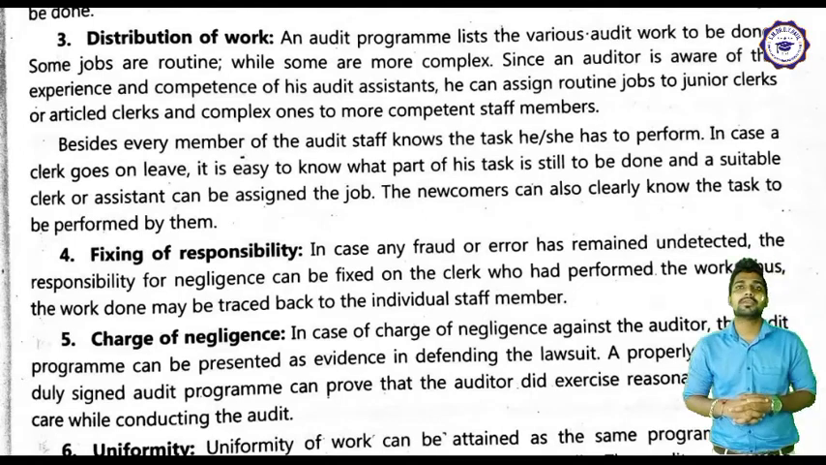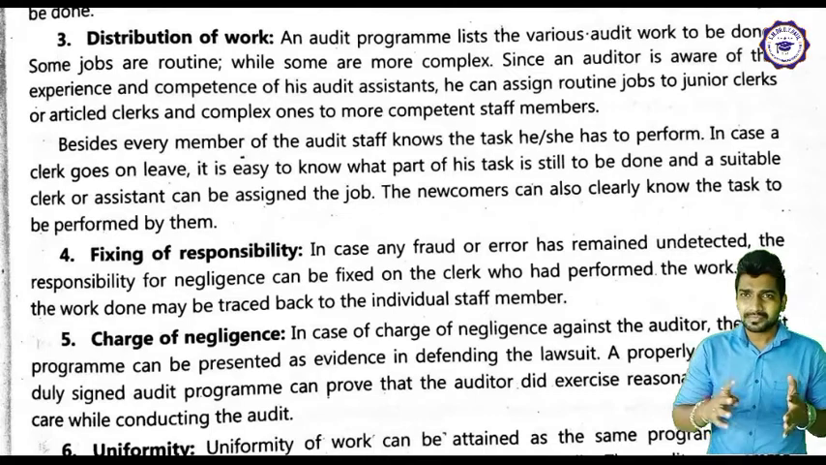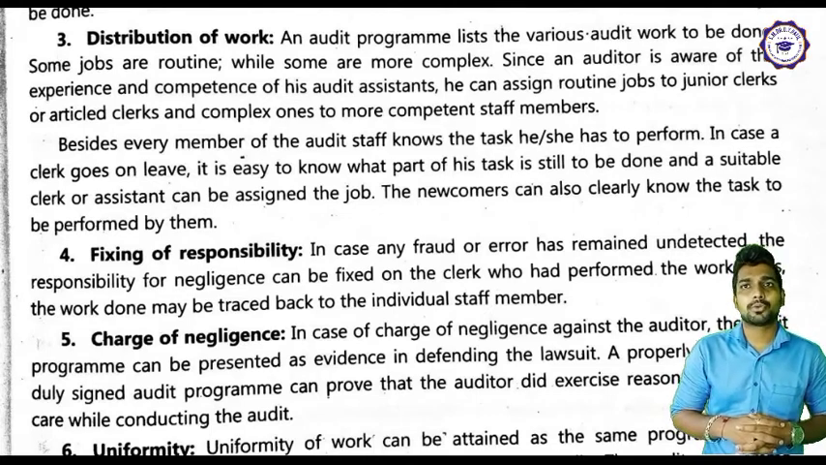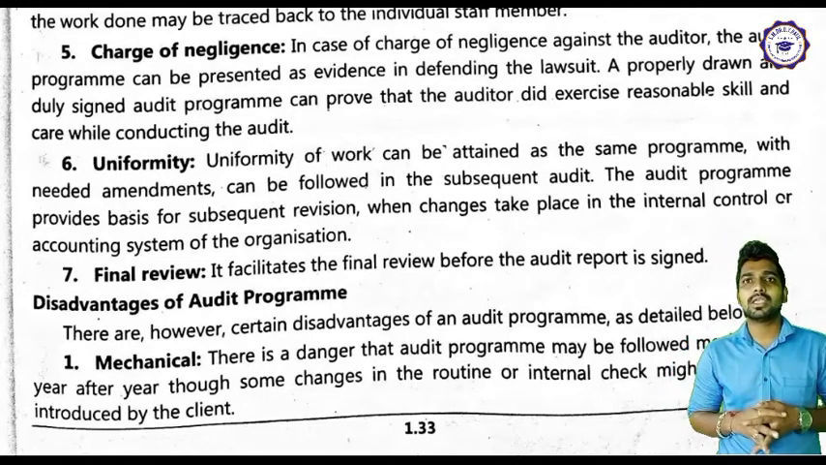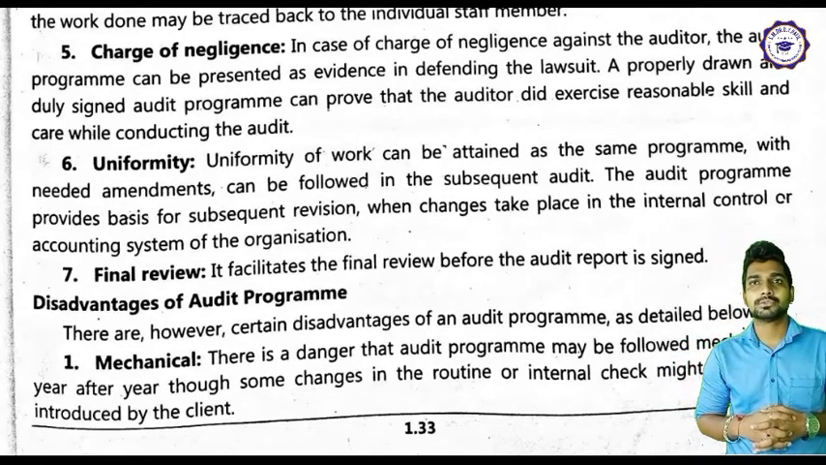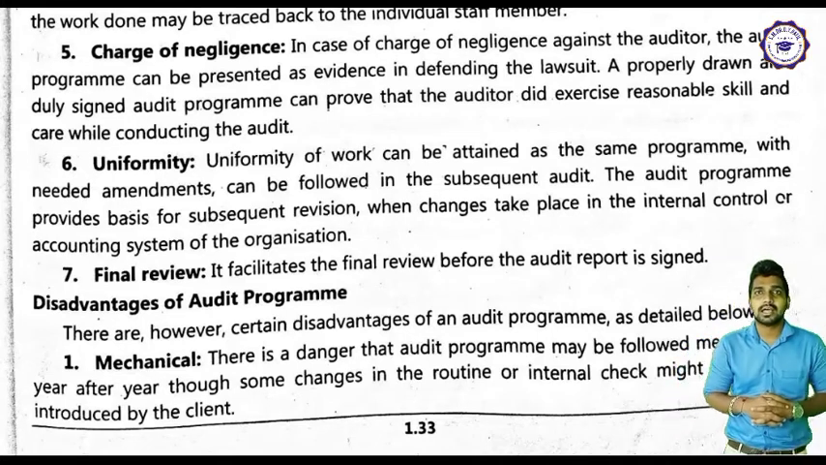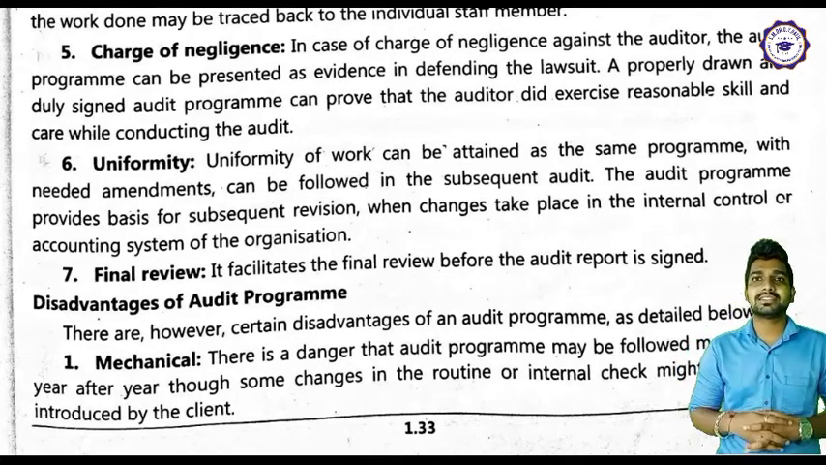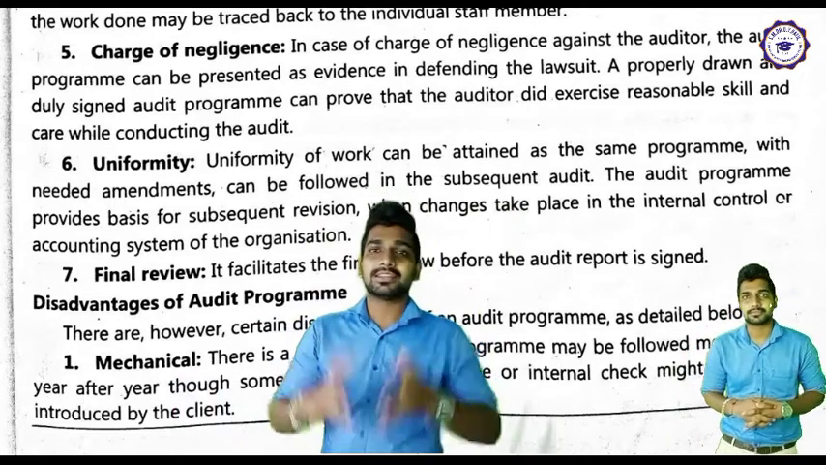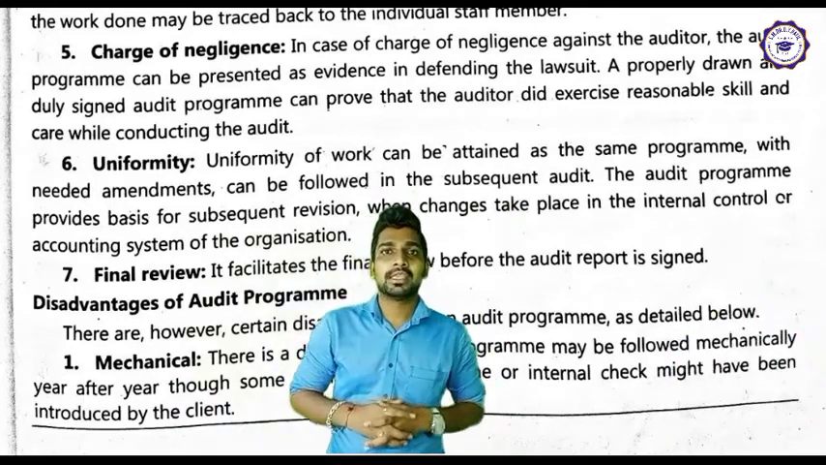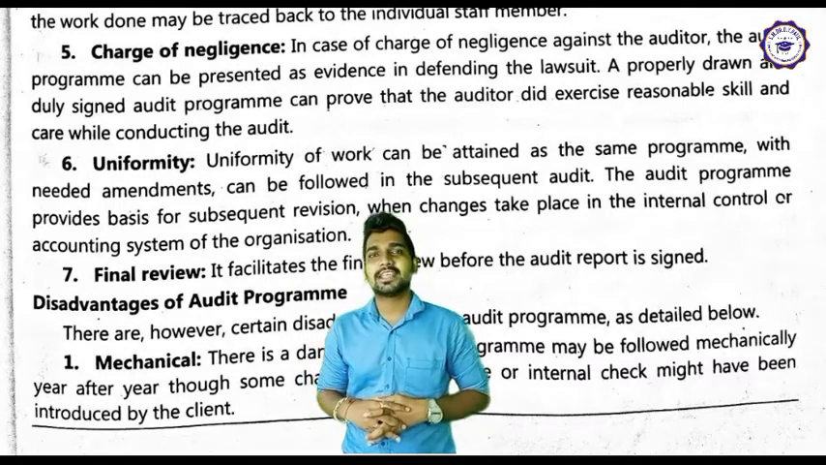And uniformity of work can be attained as the same program with needed amendments can be followed in the subsequent audit. So the audit program provides a basis for subsequent revision when changes take place in the internal control or accounting system of the organization. And the last one is final review. It facilitates the final review before the audit report is signed.